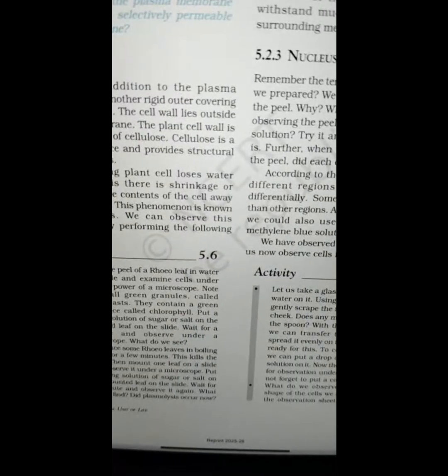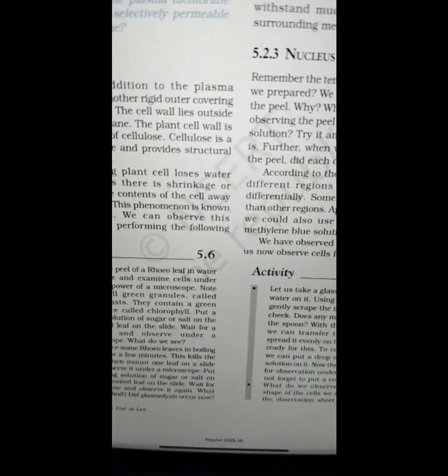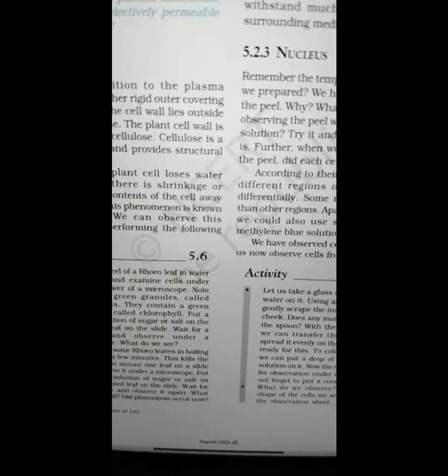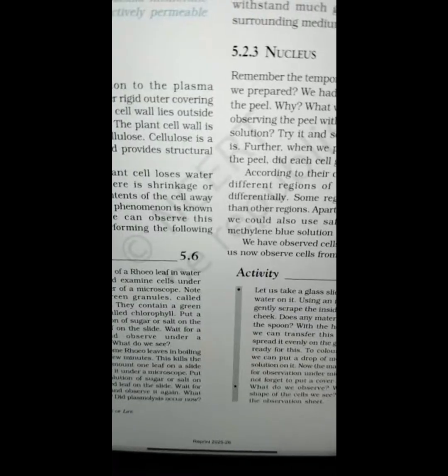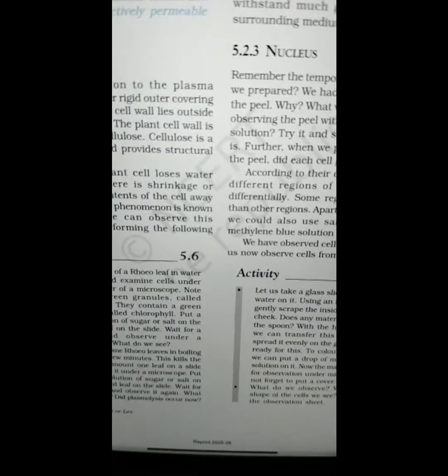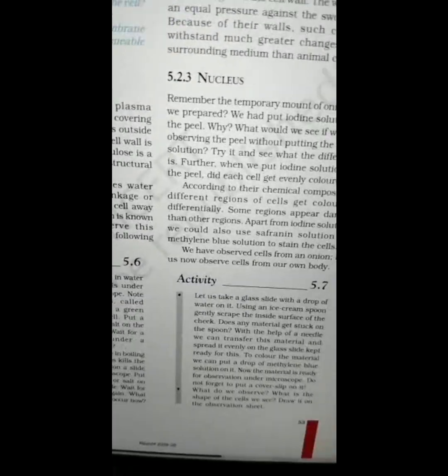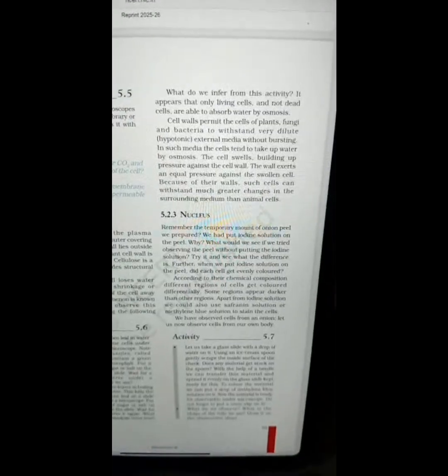Now place some Rhoeo leaves in boiling water for a few minutes. This kills the cells. Then mount one leaf on a slide and observe it under a microscope. Put a strong solution of sugar or salt on the mounted leaf on the slide. Wait for a minute and observe it. Again, what do we find? Did plasmolysis occur now? Let's come to this side now. What do we infer from this activity? It appears that only living cells and not dead cells are able to absorb water by osmosis.